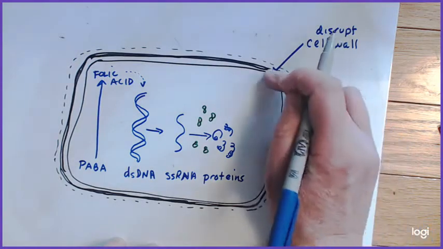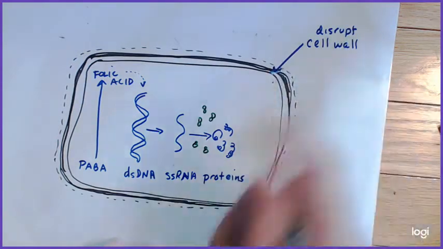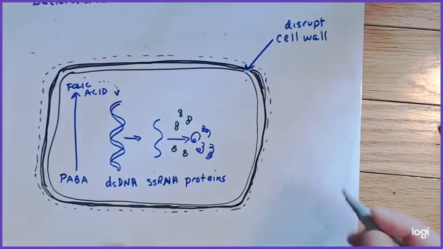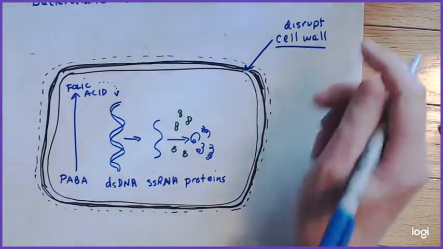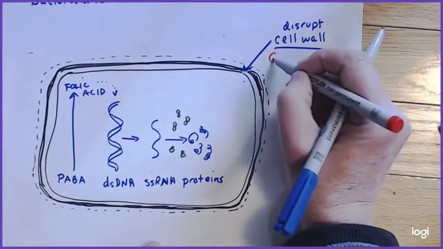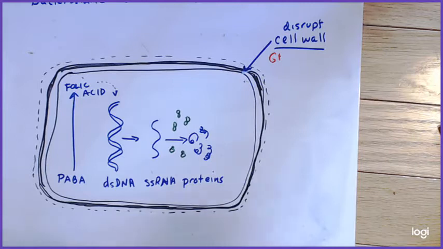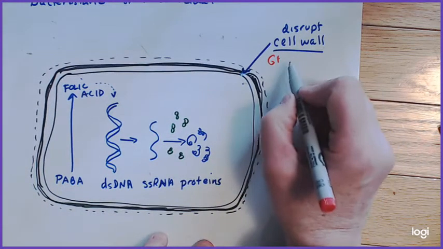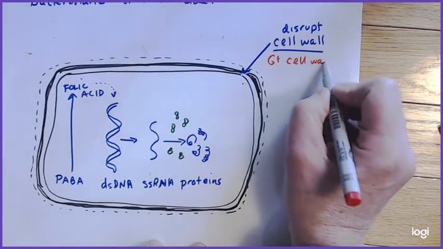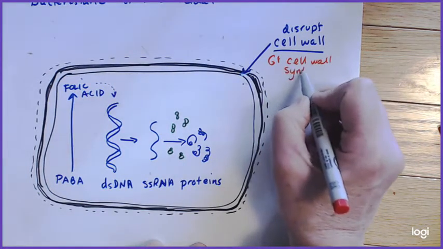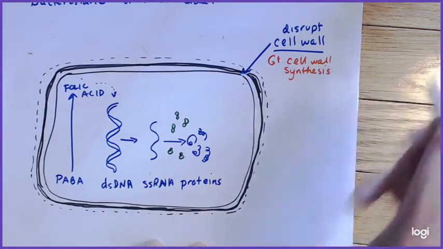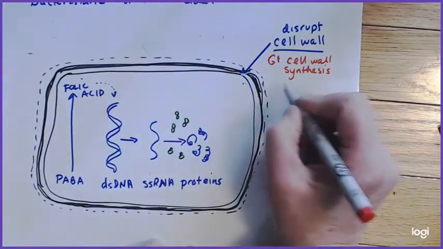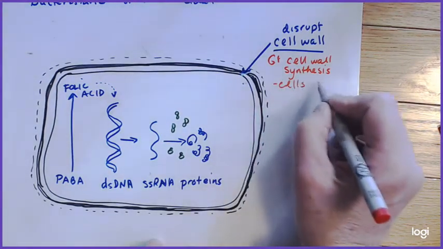Sorry, I got that kind of down there on the cell membrane. We're going to ruin this cell wall, so we're going to destruct the cell wall. We can use this for gram-positive bacteria. So we're going to ruin the cell wall synthesis. It can try to put the pieces of sugars together, but it won't be able to. So what ends up happening here is the cell bursts open.